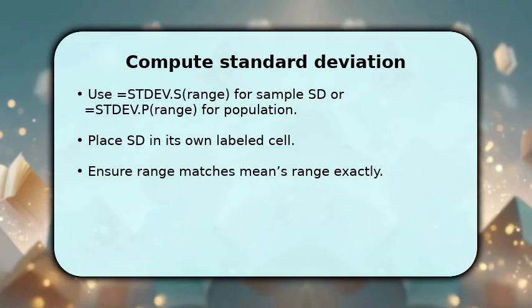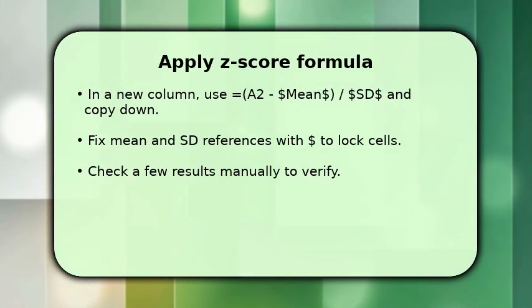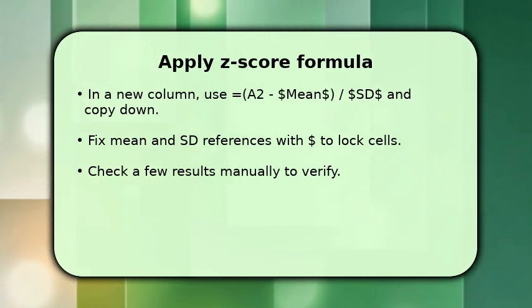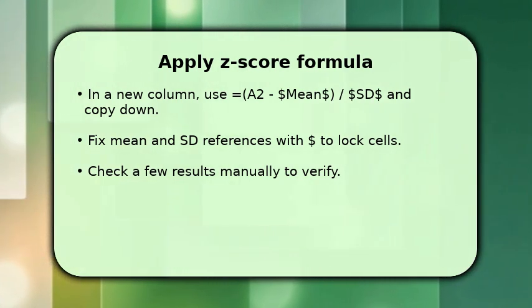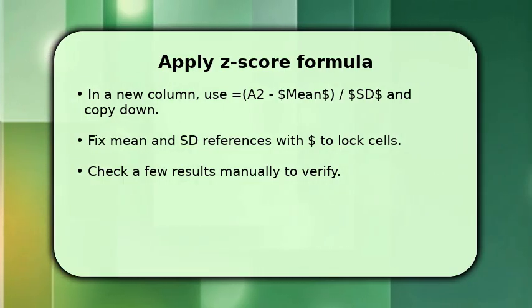differences by that spread. Now calculate each z-score with the formula: value minus mean, divided by SD. In the first z cell type equals A2 minus $B$2, divided by $B$3, replacing references with your mean and SD cells, and drag or double-click to fill.